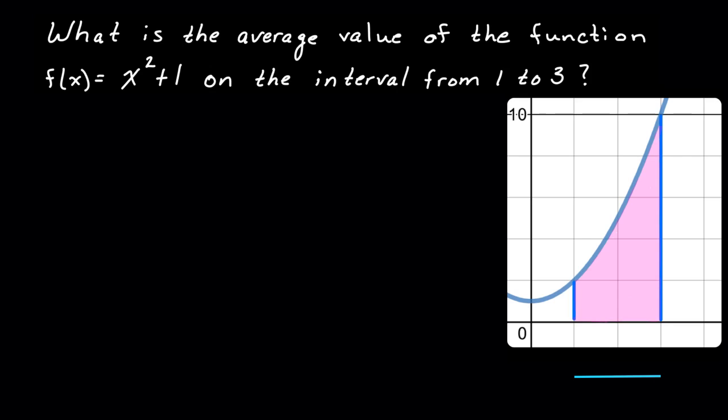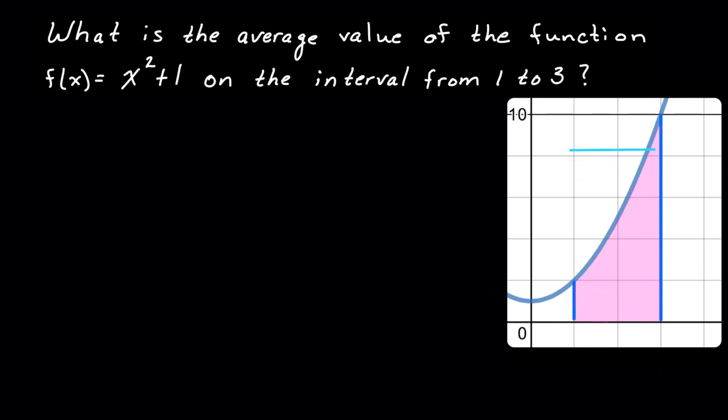In this problem, we're asking what is the average value of the function x squared plus 1 on the interval from 1 to 3. All right, so if we take this blue line once again and let it represent the top of the rectangle, if we place the top of the rectangle here, that is definitely going to be an underestimate of the actual area between the curve and the x-axis, which is our pink area.